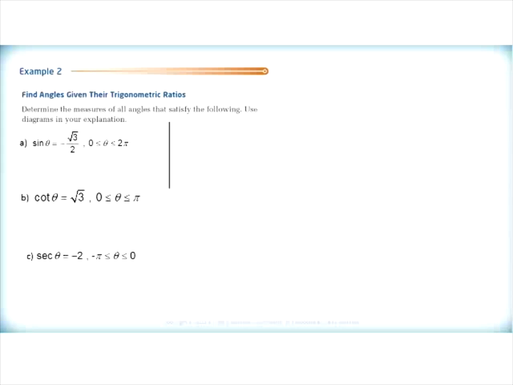It does say use diagrams, so it's critical that we create a diagram here. And of course, we're going to use our CAST rule again. Always draw a diagram for these situations, and always use your CAST rule to help you determine the measure of the angles. Sine is negative root 3 over 2. Sine is negative in which quadrants? Well, hopefully you'll agree that sine is negative in quadrants 3 and 4. So I'm going to draw terminal arms in quadrants 3 and 4. I'm just going to draw it anywhere. Doesn't really matter at this point where I draw them. We'll figure out what the reference angle is shortly.